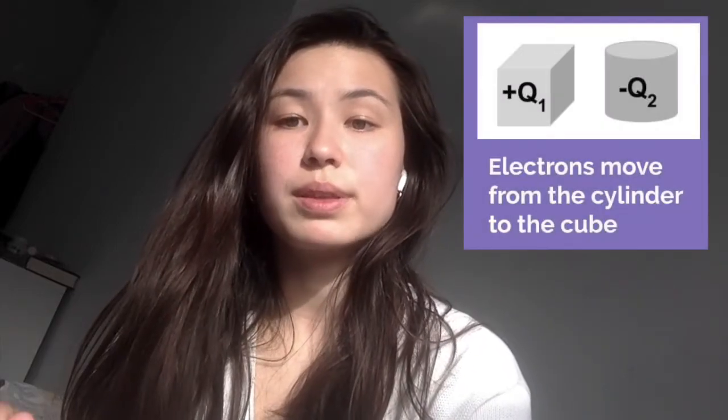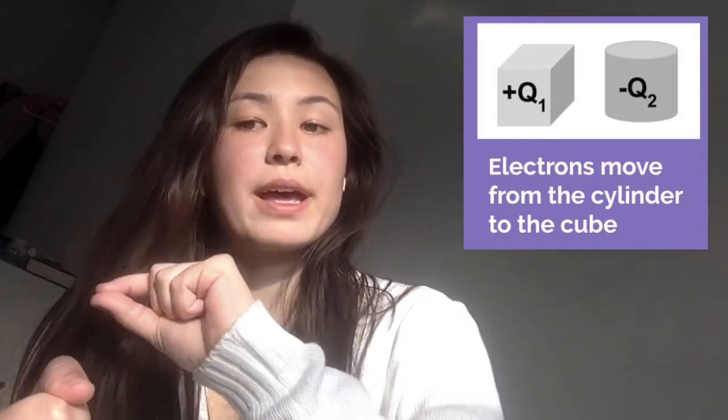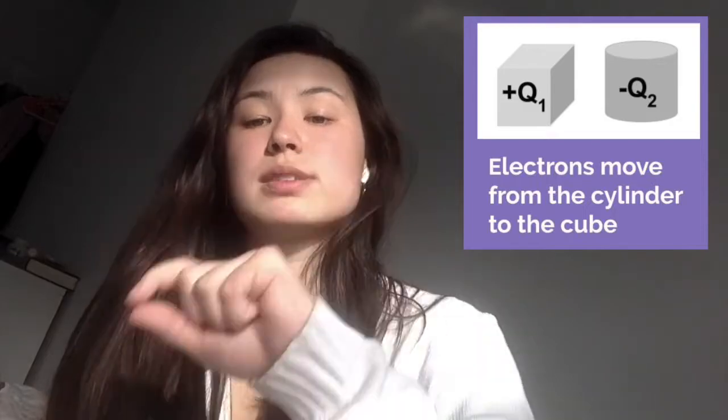So now let's apply that to a specific scenario. Let's say that we have this block with positive charge Q1, and then we have this cylinder with a negative charge of Q2. So what's going to happen when these two objects come into contact? So we know that only electrons are going to be transferred, only electrons are distributed. So electrons are going to move from the cylinder to the cube because positive and negative are opposite charges, so we're going to attract. But only the electrons can move, so what happens is electrons travel from the cylinder to the block.